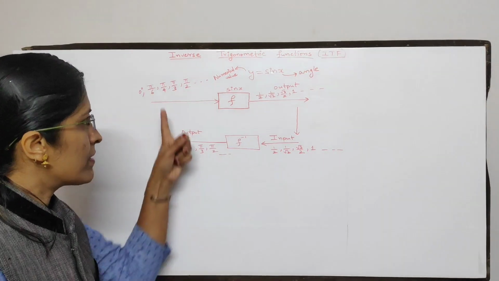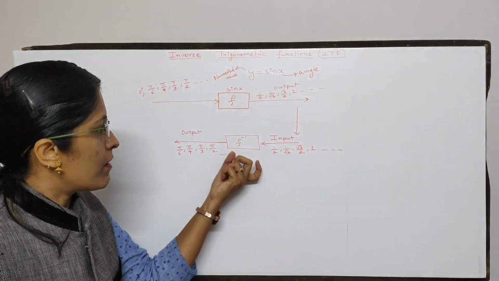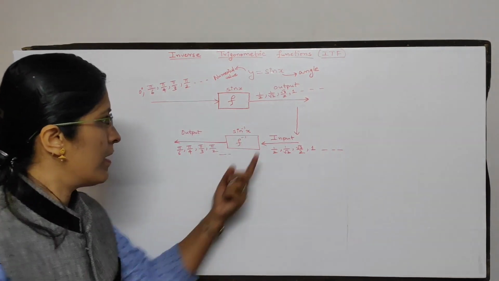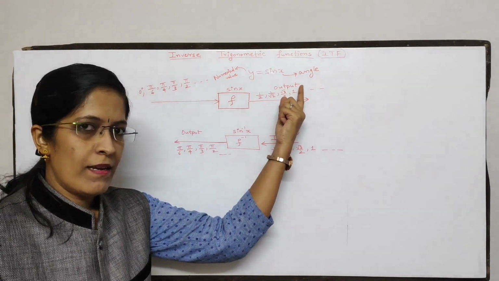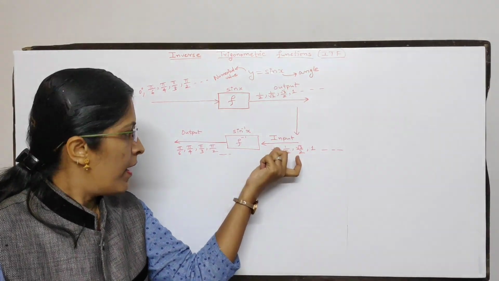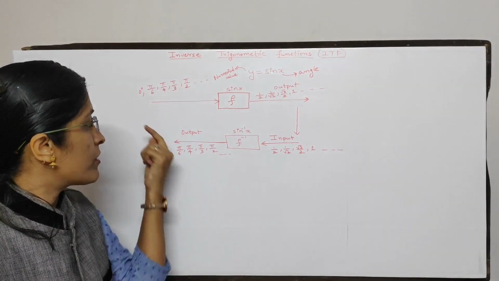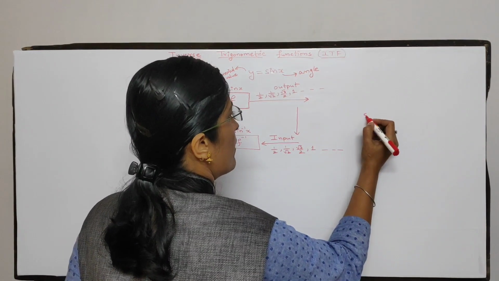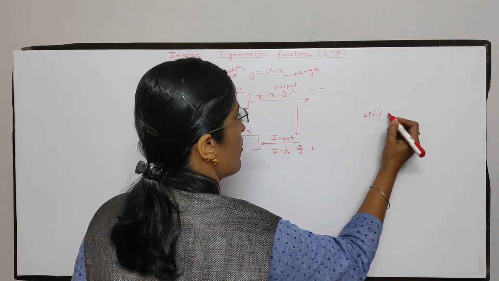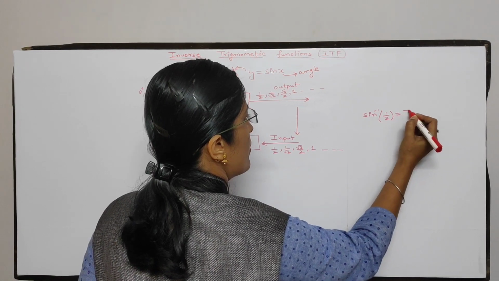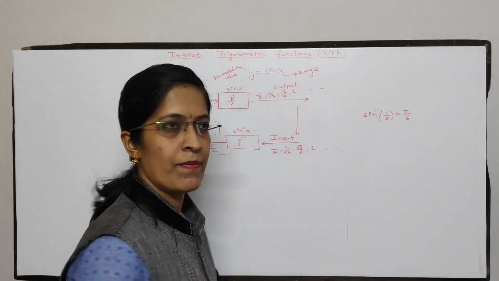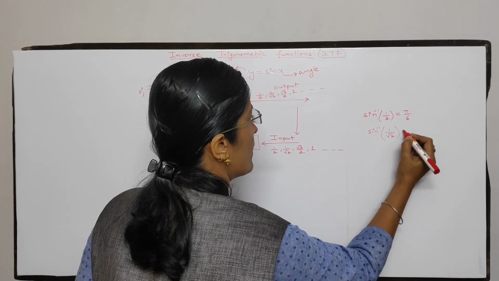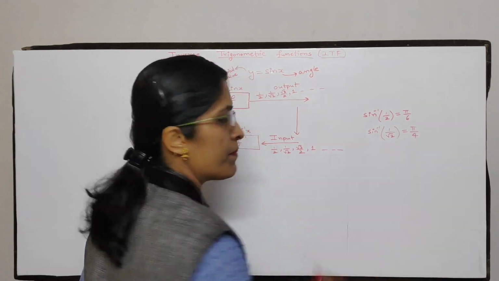Okay, so one thing is clear from this: in inverse trigonometric functions, whatever output was there becomes input here, and whatever input was there becomes output. So how can I write this? In symbolic form, I can write this as sine inverse of 1 by 2 is equal to pi by 6, and sine inverse of 1 by root 2 is equal to pi by 4.